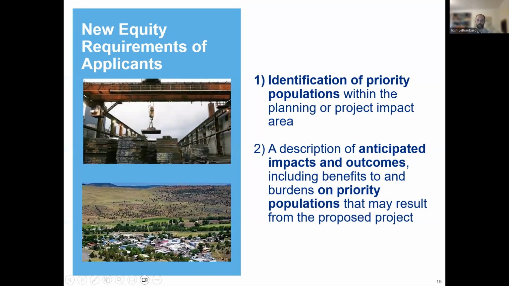So as part of the application, you will need to identify priority populations within the planning area or the project impact area, and describe anticipated impacts and outcomes, including benefits to and burdens on priority populations that may result from the proposed project.